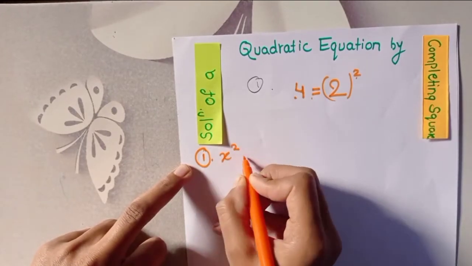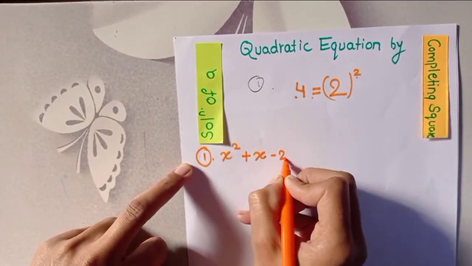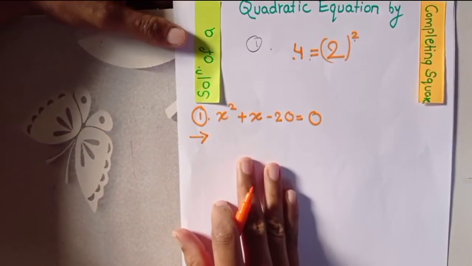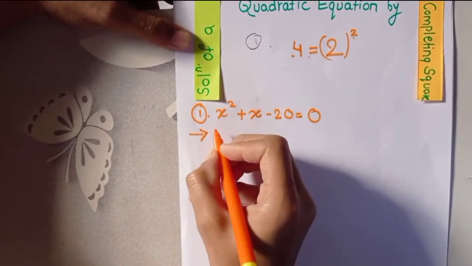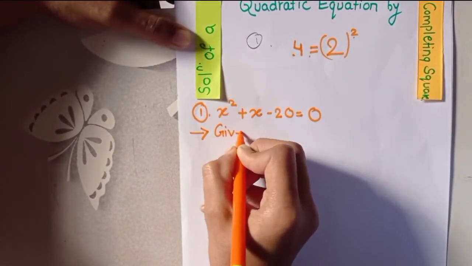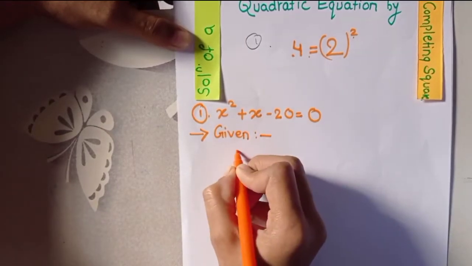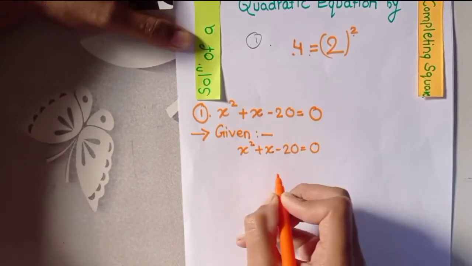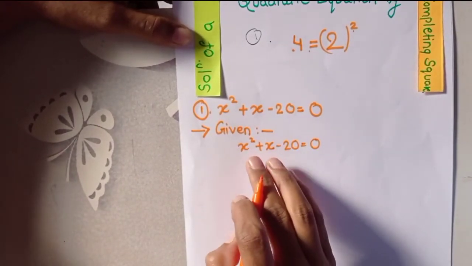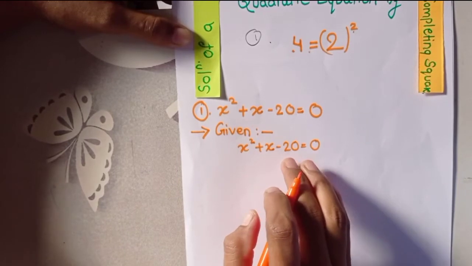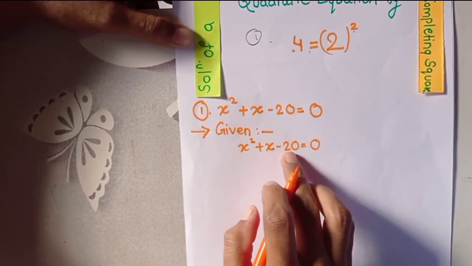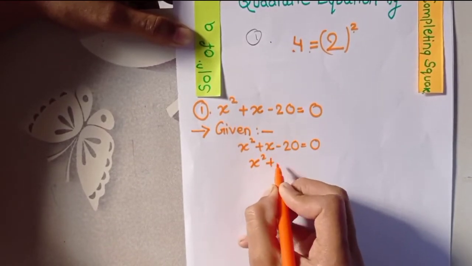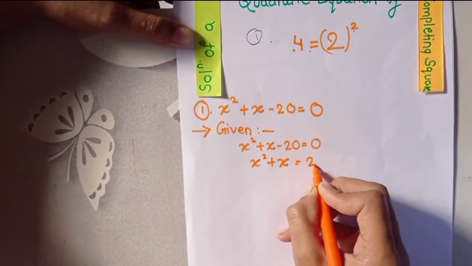which is the first example, that is x square plus x minus 20 is equal to 0. How to solve this problem? Write it as it is given: x square plus x minus 20 is equal to 0. Now keep this equation in such a form that the constant, that is the c, is on the RHS, that is x square plus x is equal to 20.